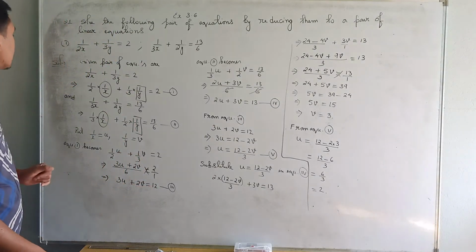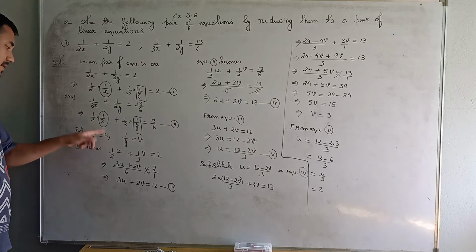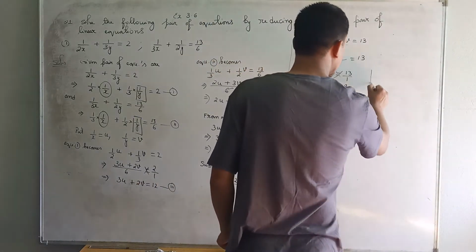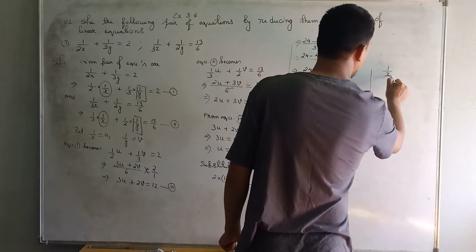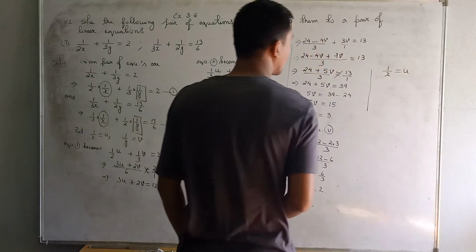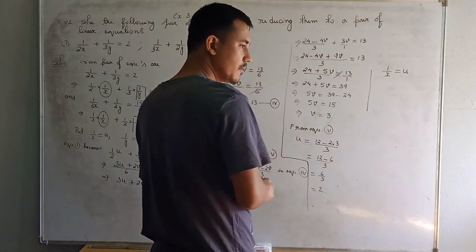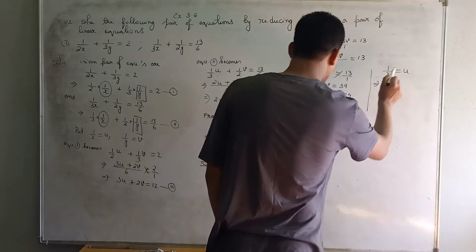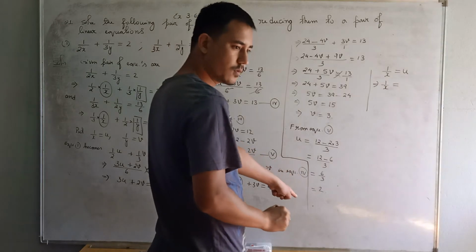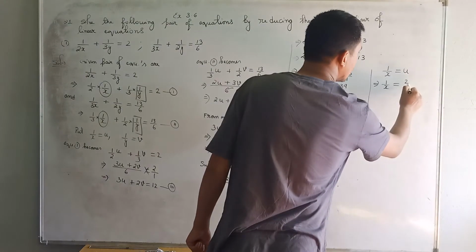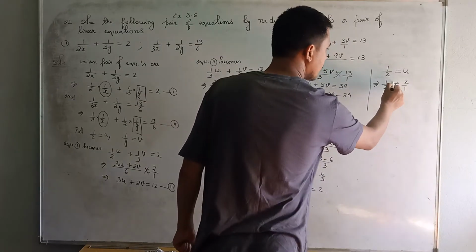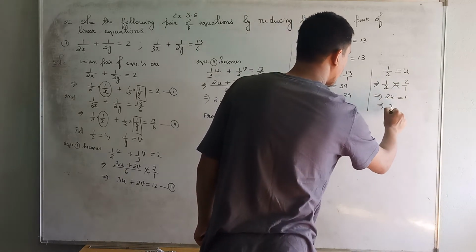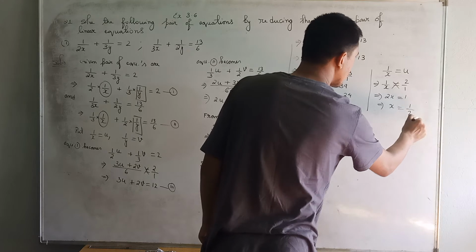Now actually we started with putting 1 by x as u and 1 by y as v. Now finally 1 by x we have considered it to be u. So 1 by x is equal to, but now your u is 2. So 2 means 2 by 1. So if you cross multiply, twice x will be equal to 1. So the required value of x is 1 by 2.